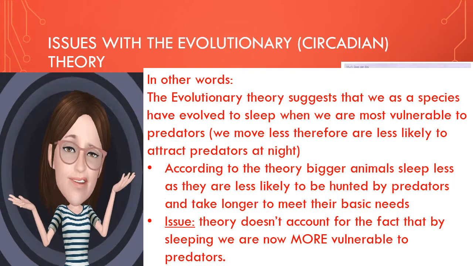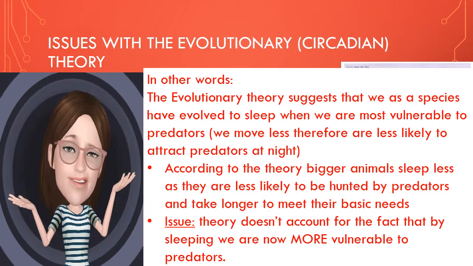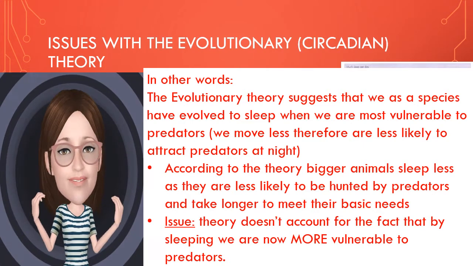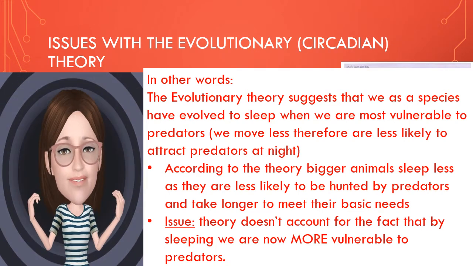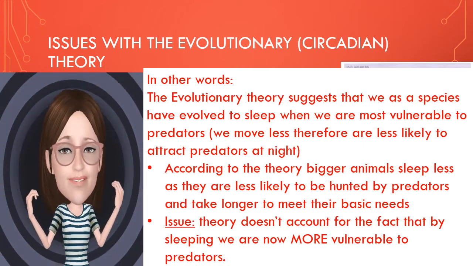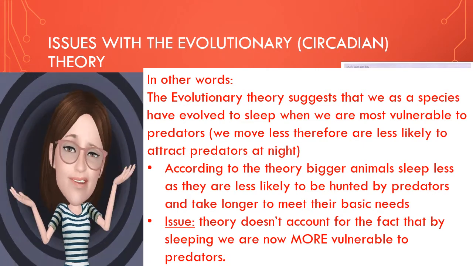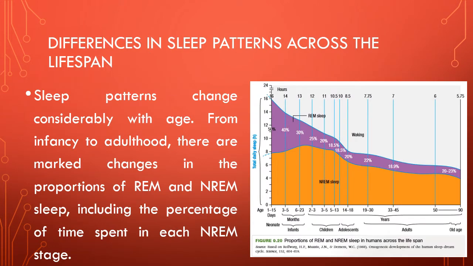So in other words, the evolutionary theory suggests that we as a species have evolved to sleep when we are most vulnerable to predators. So we move less, therefore are less likely to attract predators at night. According to the theory, bigger animals sleep less as they are less likely to be hunted by predators and take longer to meet their basic needs. The theory doesn't account for the fact that by sleeping we are now more vulnerable to predators. Either way.